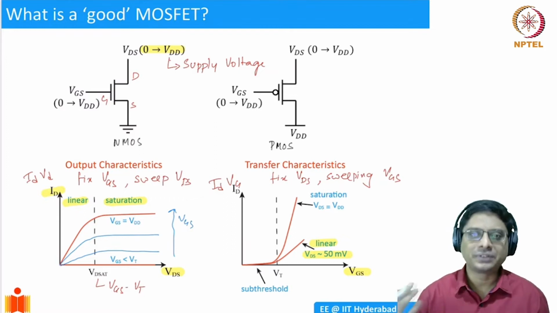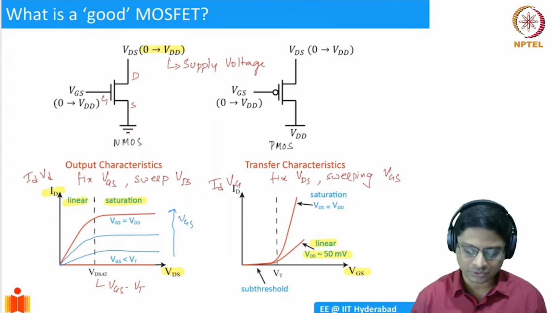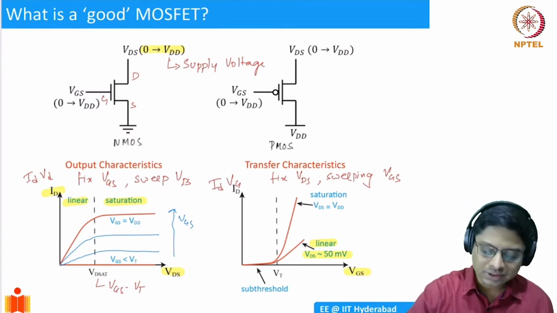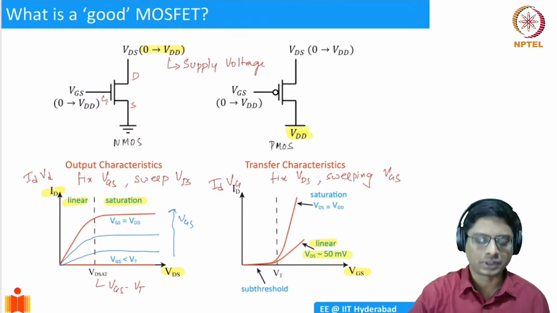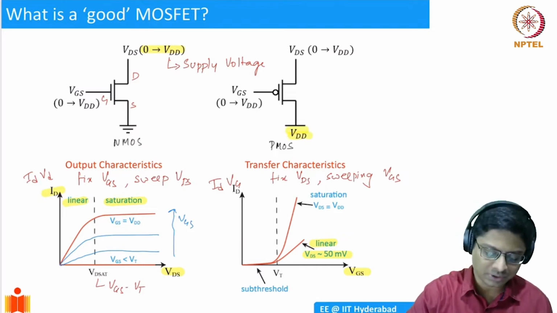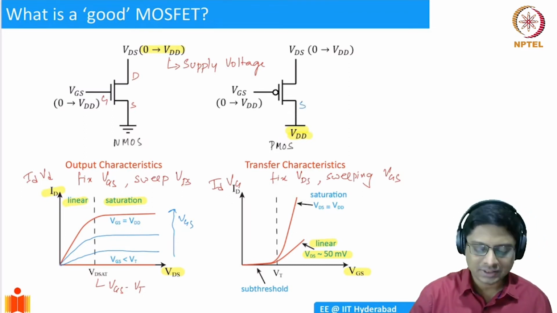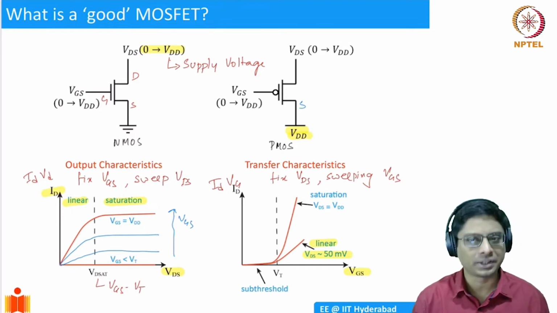You could also do it for a PMOS device, and we said the PMOS device is essentially a complementary device to NMOS. One thing to note is in CMOS technology especially, we tend to connect the source to the highest supply voltage, which is usually the supply voltage. Okay, so the source is connected to VDD, and then gate is swept from 0 to let's say VDD, and drain can be swept from 0 to VDD.